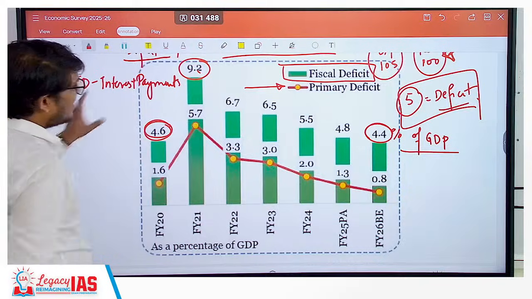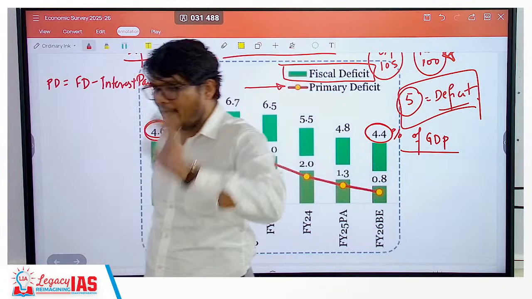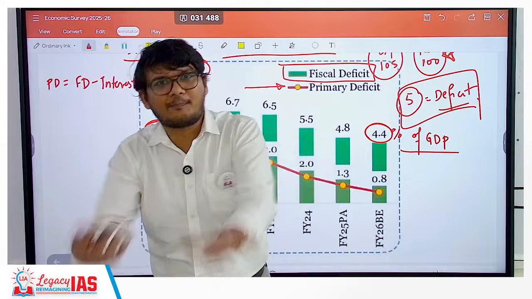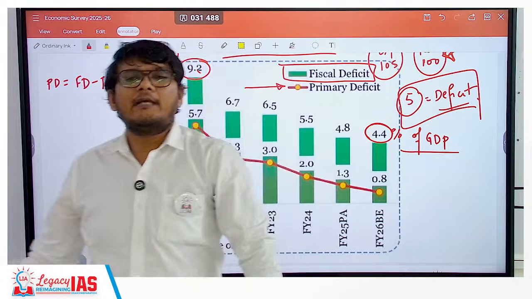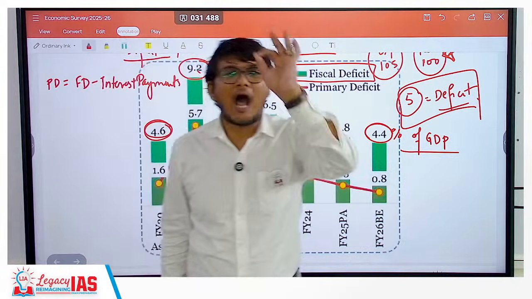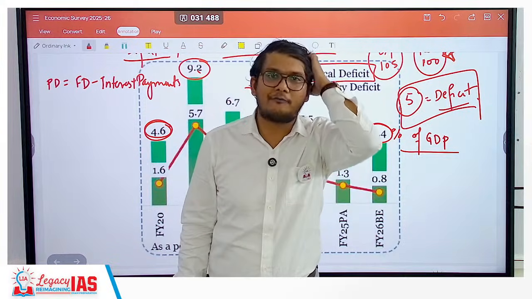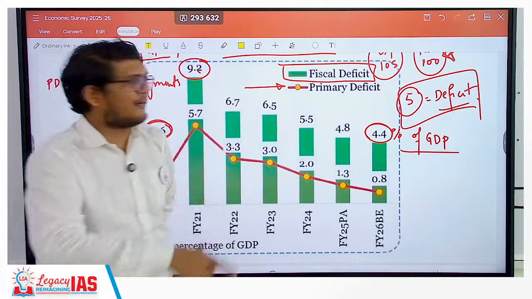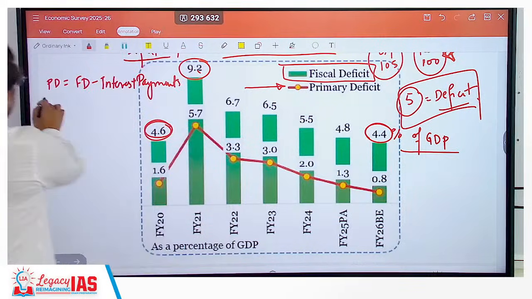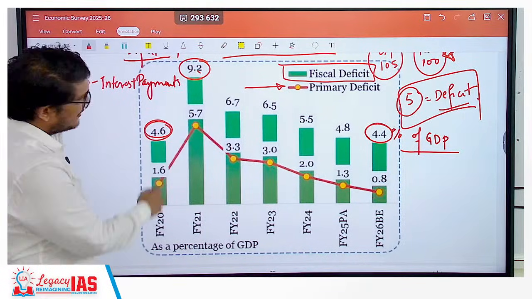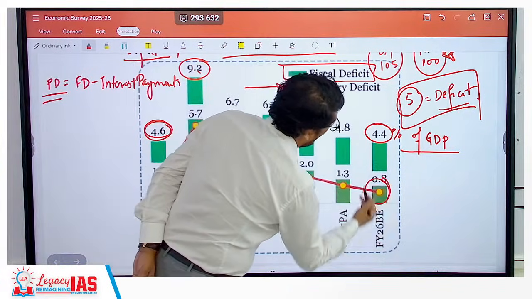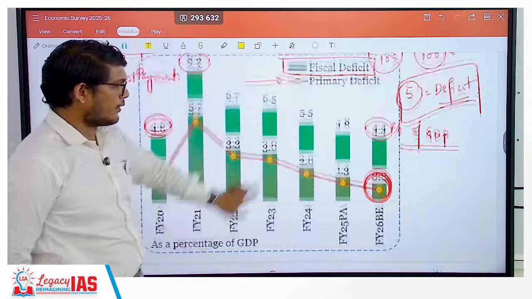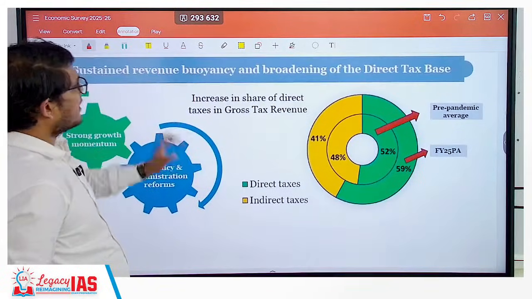So when you subtract the interest payments, which is considerable, in fact, more than 20% of the government's budget goes only in interest payment. Interest payment is the joint highest percentage of expenditure of the government. If you subtract that, you get the primary deficit. And you can see the primary deficit is quite low. It's just 0.8% of the total GDP, right?